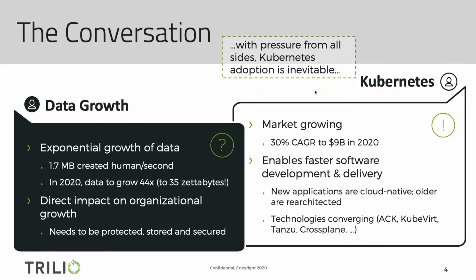There is a lot of pressure coming in from multiple sides for adopting Kubernetes. Multiple technologies are converging on a Kubernetes backplane. AWS launched their controllers for Kubernetes. There is VMware Tanzu, and another open source project like Crossplane, all bringing the different services already running out there into Kubernetes. So we are seeing pressure from all angles, and the adoption of Kubernetes is becoming inevitable.